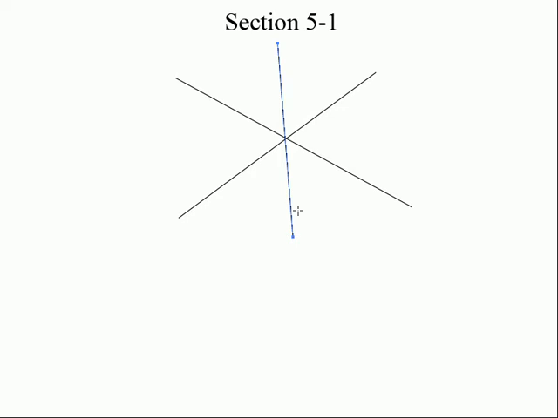Bisect means it splits it into two equal segments. A lot of people say split it in half, but I don't like to say that. I like to say splits it into two equal segments. Now watch, these are all lines anyway. So can you bisect a line? No, you can't.